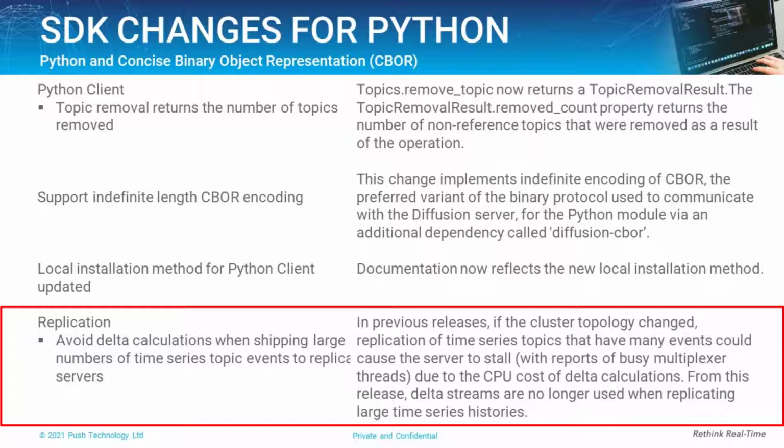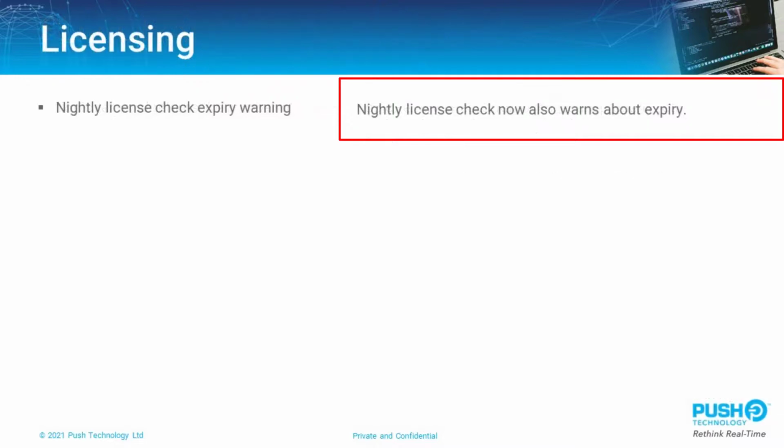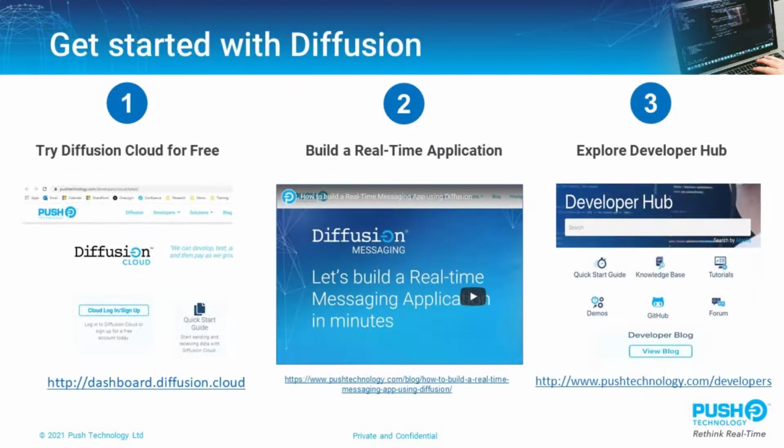Replication has been improved. It can be inefficient to perform delta calculations for large numbers of time series topic events to replica servers. From this release onwards, delta streams are no longer used when replicating large numbers of series histories. The nightly licensing check has been enhanced to also warn about expiry.